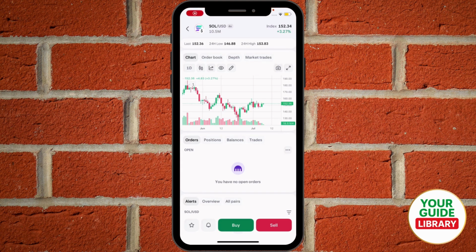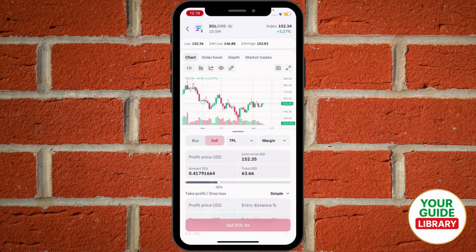In this video, I'm going to show you how to set stop loss on Kraken Pro. So make sure to open up your trading pair. Afterwards, you're going to buy or sell depending on your research. And in my case, I'm going to sell, right?